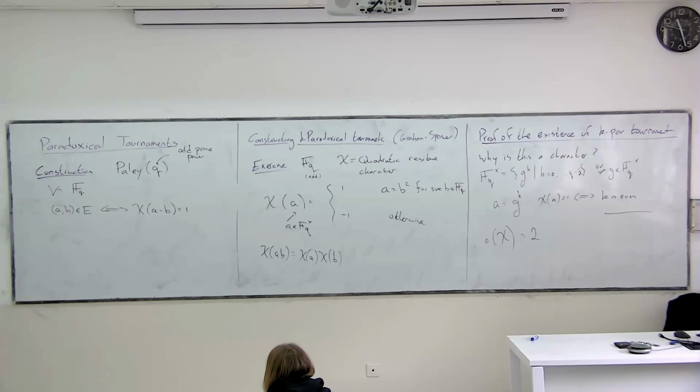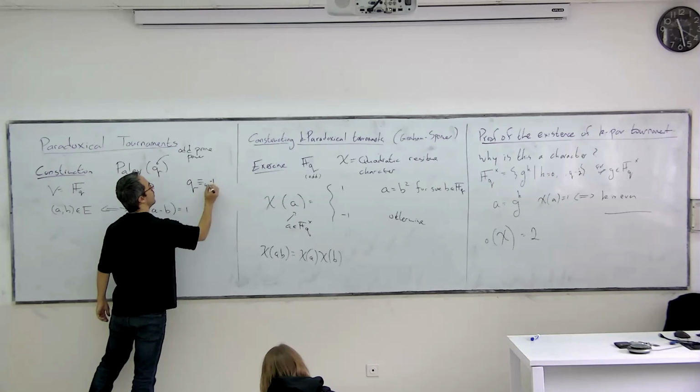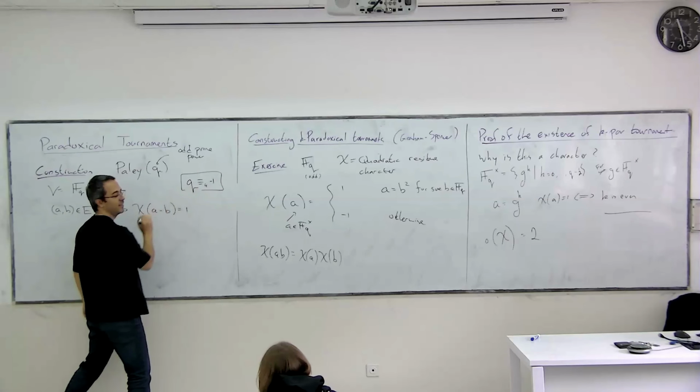Odd prime power. So not 2 to the, otherwise, not false. Odd prime power. Yeah, it's not exactly. I mean, I should say something. I should restrict myself. I need Q to be -1 modulo 4.